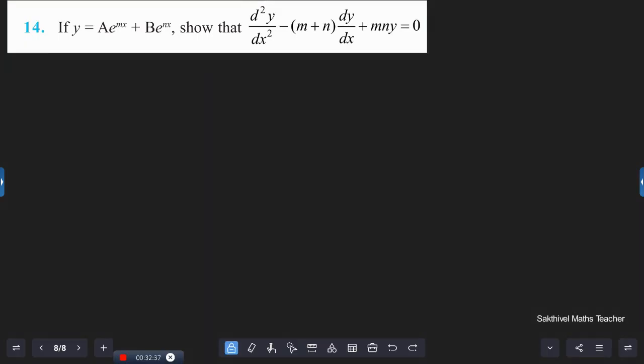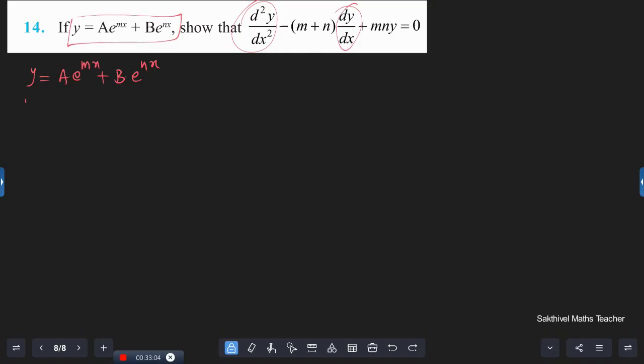So 14th I'm doing, just listen, children. Y is equal to A into e power mx plus b into e power nx. Here m, n, a, b are all constants. Very easy to go then. What are they asking? We have to prove this. Very easy. Double derivative we need, that's it.